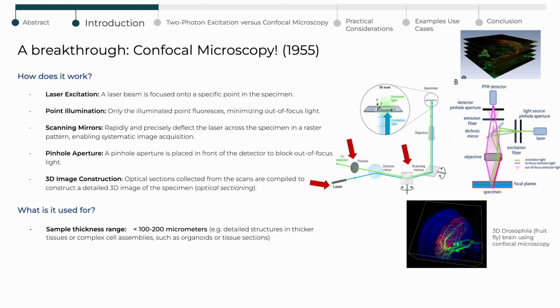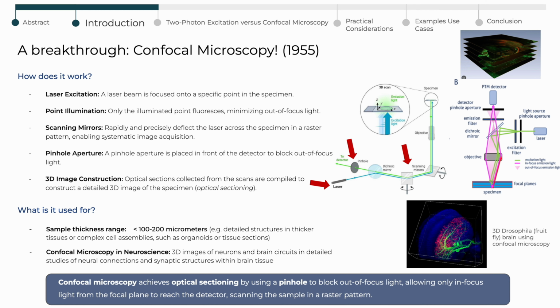And one more specific example would be 3D images of neurons and brain circuits, and detailed studies of neural connections and synaptic structures within brain tissue. So to summarize, we can see that confocal microscopy achieves what's called optical sectioning by using the aforementioned pinhole to block any out-of-focus light, allowing only in-focus light from the focal plane to reach the detector.